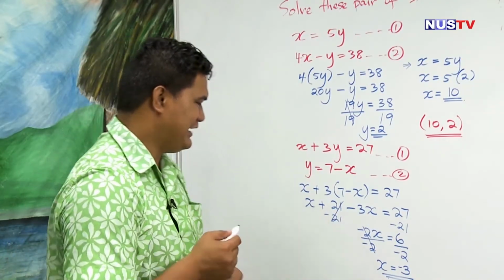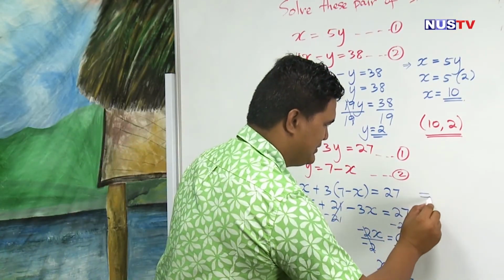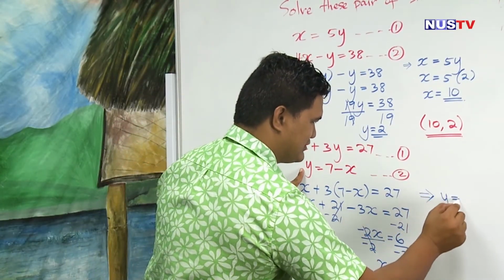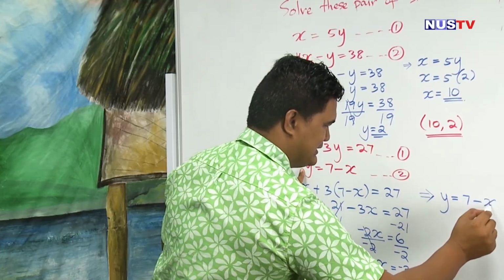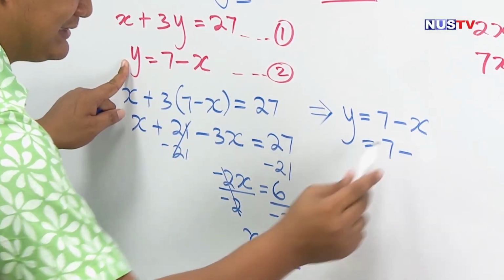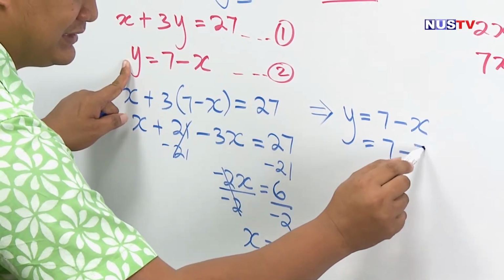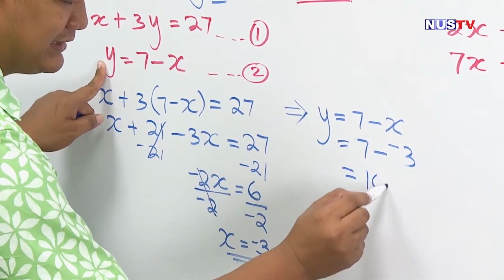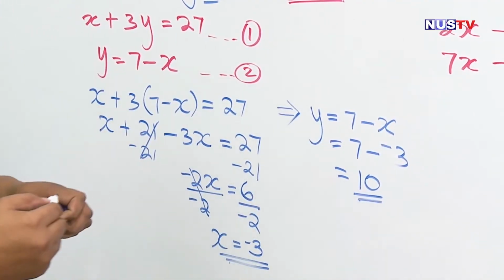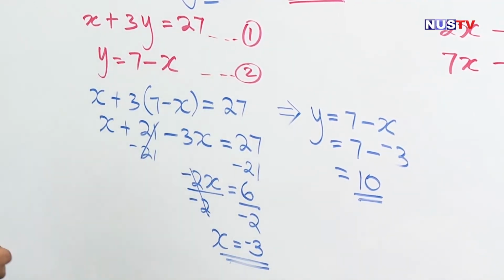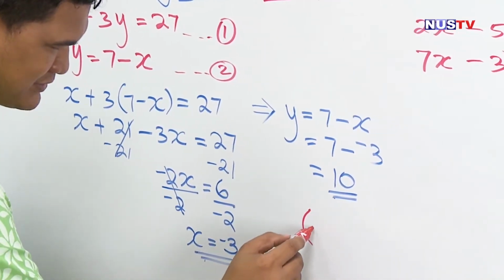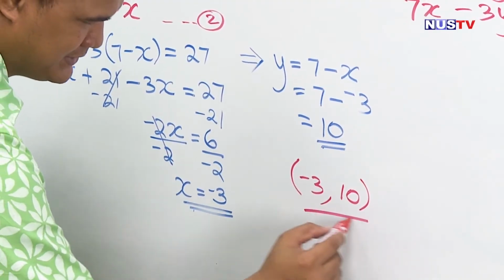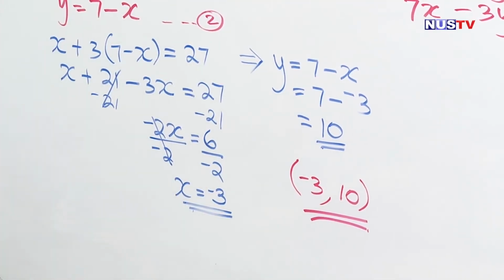Now we have our value of x. Let's do the same to obtain our value of y. So y is equal to 7 minus x. So now 7 minus the value of x, which is negative 3. 7 minus negative 3, the answer will be positive 10. So our final answer will be x is equal to negative 3 and y is equal to positive 10. And that is the answer for that one.